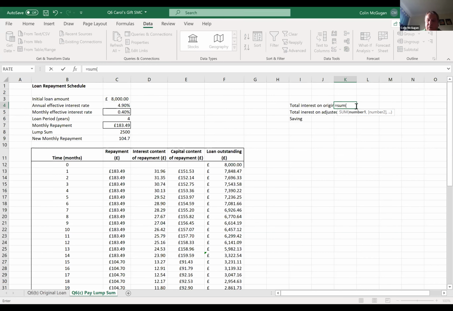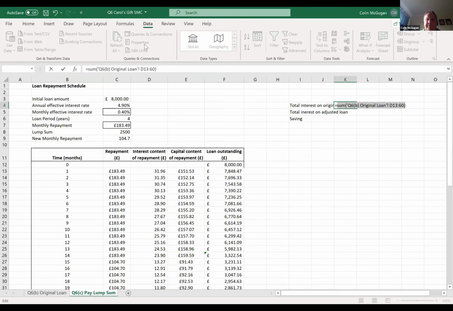So all I'm going to do is make that link. So I'm going to take it that it is from question 6, part B of the original loan sheet. And we're adding, it was D13 there to D60. That was the interest payment. So that will give us the total amount of interest.